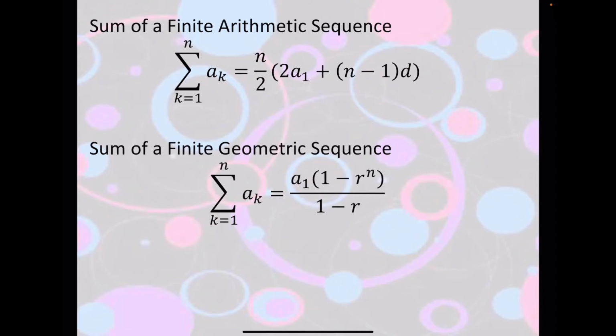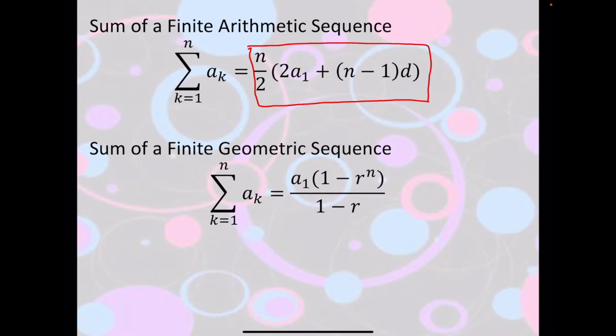All right, so we wrote our series in summation notation, but we haven't actually found the sum yet using that. So if I asked you to find the sum of a finite arithmetic sequence, that means an arithmetic sequence that doesn't go on forever, that stops at a particular number. To find the sum, we use this formula.